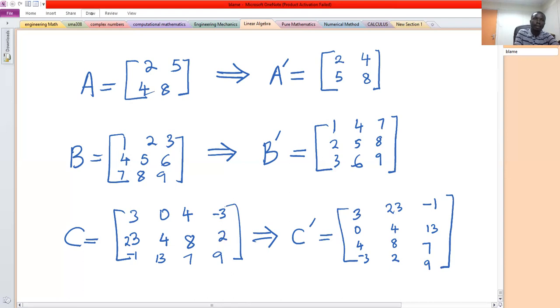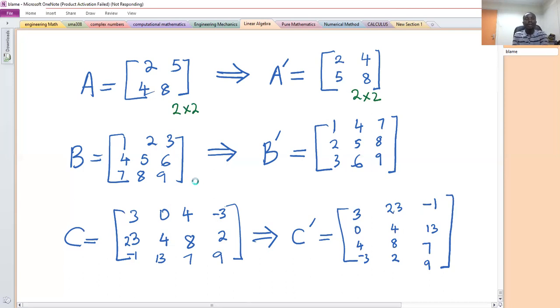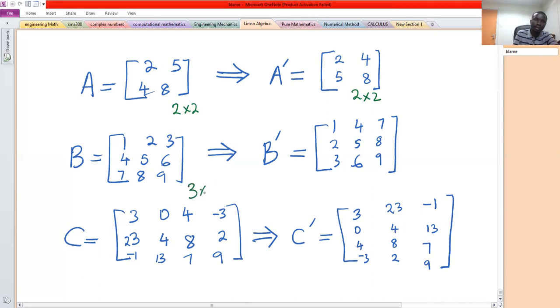So if you consider the order of this matrix A is 2 by 2, each transpose is 2 by 2. This one is 1, 2, 3, so 3 rows. Then columns we have also 3. So this is a 3 by 3 matrix. This is still 3 by 3 matrix. This 1, 2, 3, so 3 rows. 1, 2, 3, 4, 4 columns. So that's 3 by 4. But here we have 1, 2, 3, 4 rows. And there we have 1, 2, 3. So 3 columns.